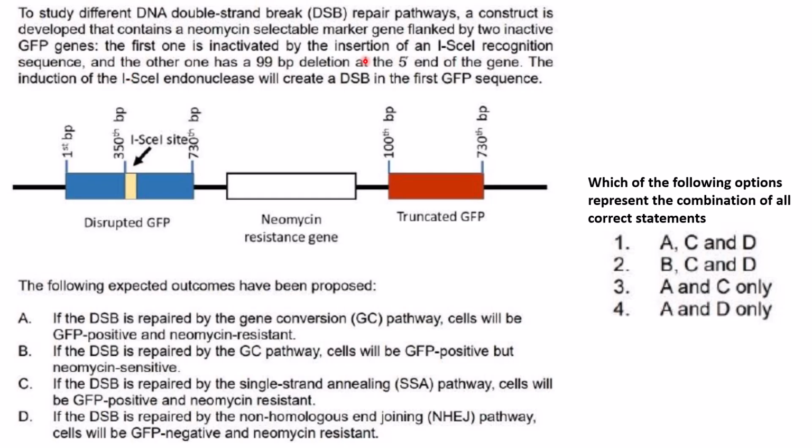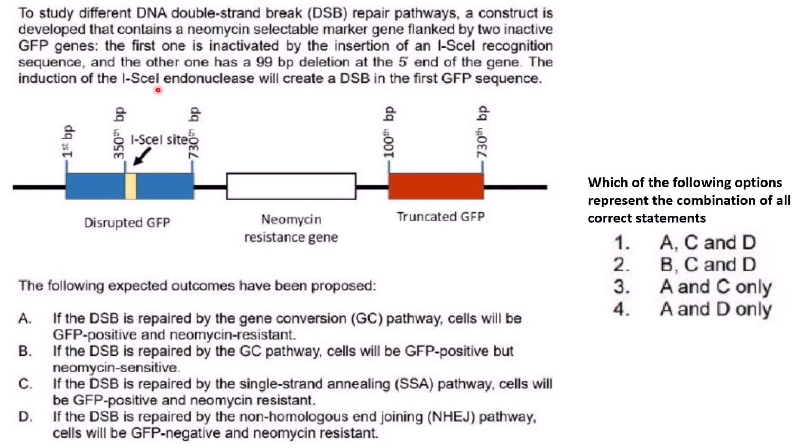The first one is inactivated by insertion of the ISCE1 recognition sequence. So this is the ISCE1 site. The truncated GFP is from the 100th base pair to 730 base pair. The disrupted one has the full GFP sequence, but an ISCE recognition sequence is included around 350 or 400, and it is inactivated. The other one has a 99 base pair deletion at the 5' end of the gene, that is over here.